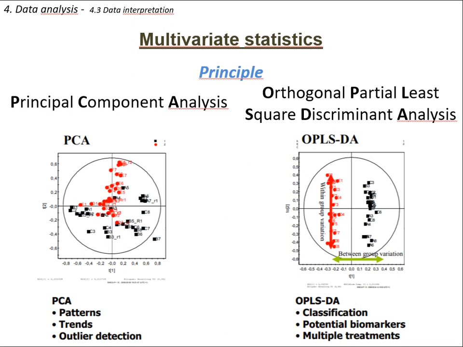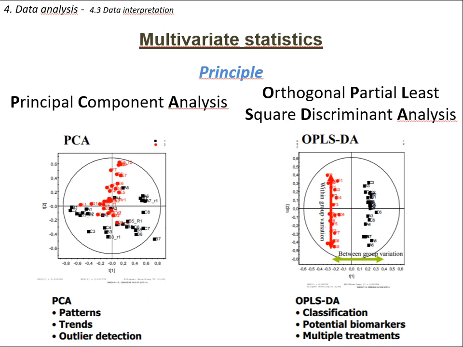We will just focus on principal component analysis and orthogonal partial least square discriminant analysis, PCA and OPLS-DA. The PCA will give you the true pattern in your dataset. It is very interesting to find the trends of your dataset, to understand, to feel the quality of the information within your dataset, and especially to detect outliers, which are samples that are very different from all the other samples, especially from all the other samples which are from the same conditions.